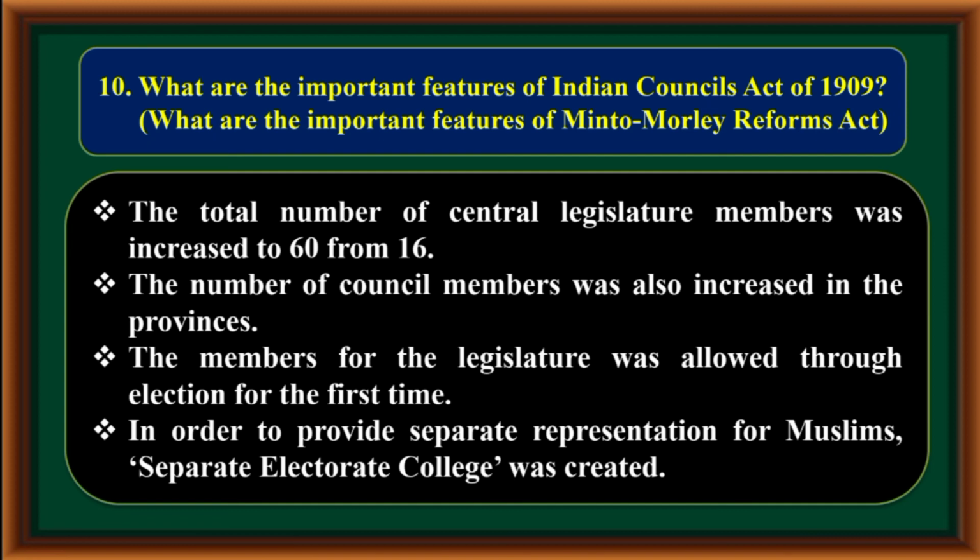The members for the legislature was allowed through election for the first time in order to provide separate representation for Muslims. Separate electoral college was created. These are the important features of Indian Council Act of 1909 or Minto-Morley Reforms Act of 1909.